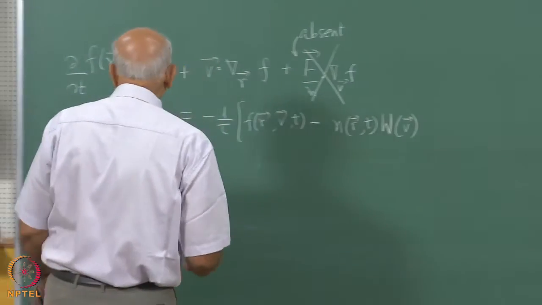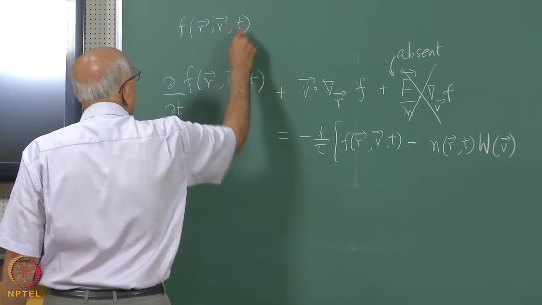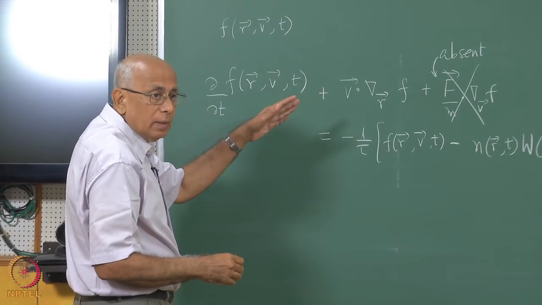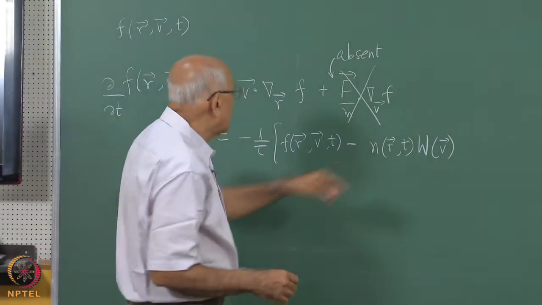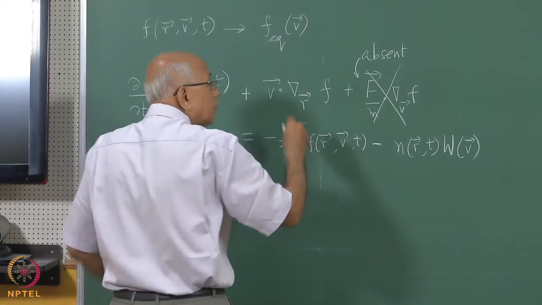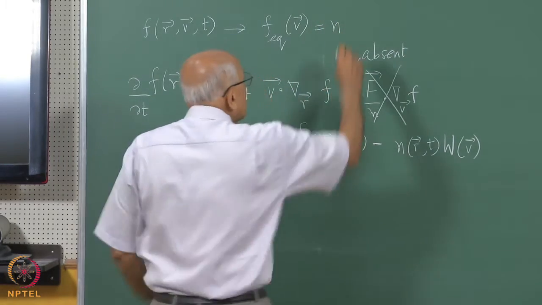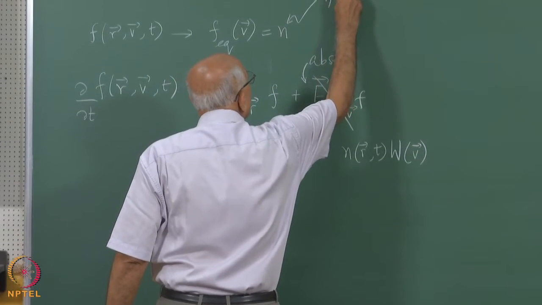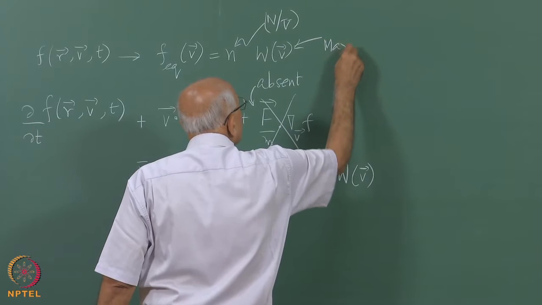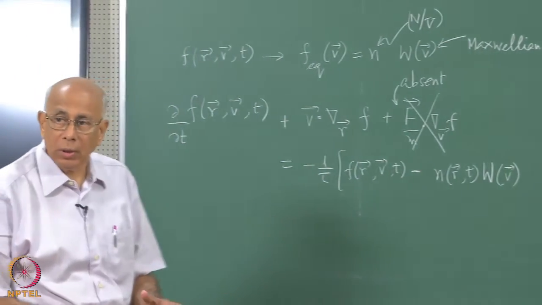So just to set your normalizations, remember that f of r, v, t, if you integrate this over r and v, you end up with the number density finally. So this quantity here, f, goes to f equilibrium of v. That's the absolutely uniform distribution in space. So this is equal to n, a constant, which is just the number density, times w of v, which is the Maxwellian, the Gaussian distribution in v with a variance proportional to kT.